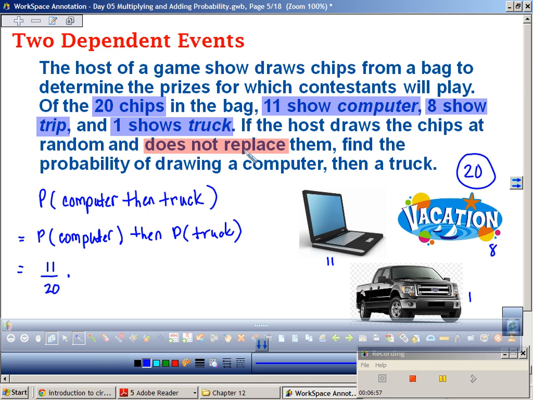So the first one is he reaches his hand in and he pulls out a chip, and there's an 11 out of 20 chance that that chip is going to be a computer chip. Get it? Computer chip? Ha ha ha.